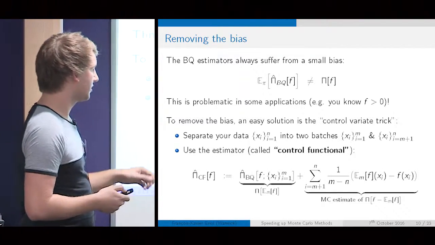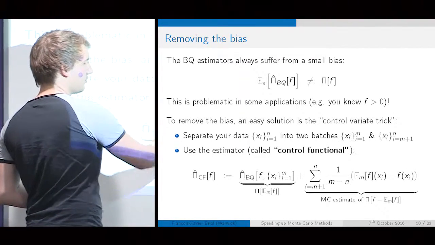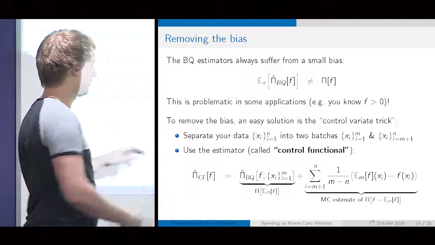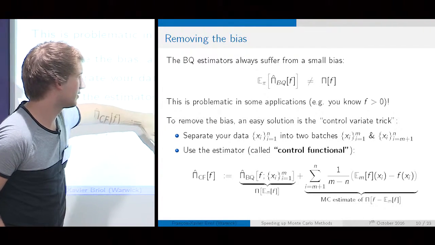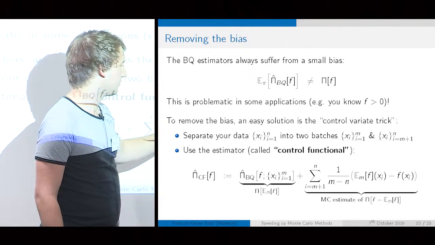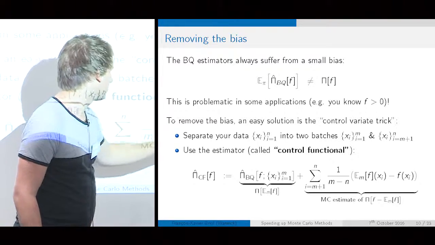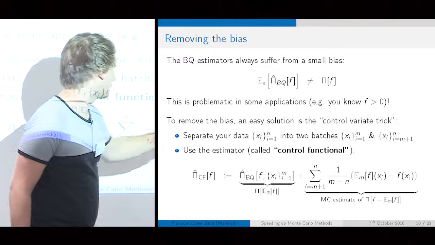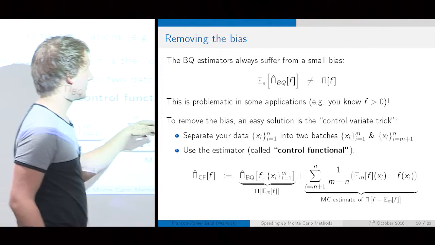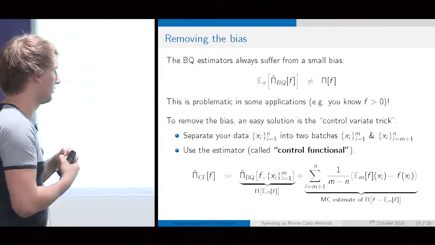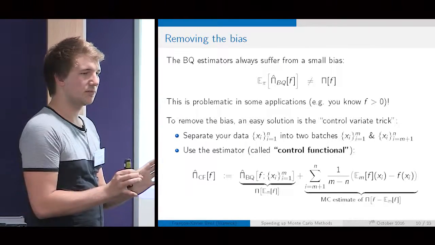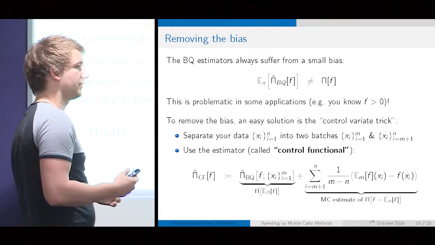Then you use an estimator where, with the first half, you compute your standard Bayesian quadrature estimator, which is just the integral of the posterior mean of the Gaussian process. And with the other half, you compute a Monte Carlo estimate of the difference between the posterior mean and the actual function. So here, the posterior mean is obtained with the first half of the data, and I'm computing the difference between the two on the other half of the data. And you can show that this is now unbiased. So simply by separating my data in two, I can get an unbiased estimator.